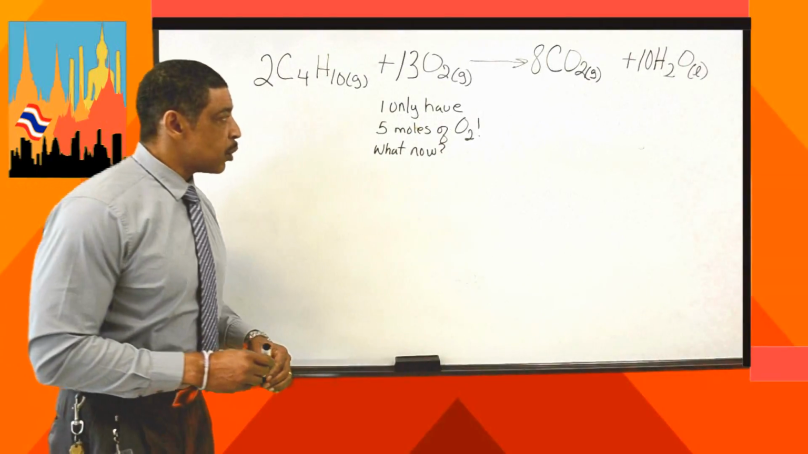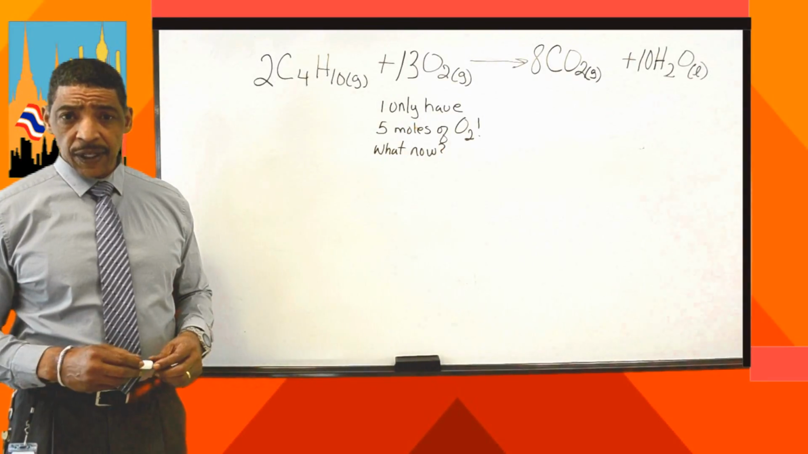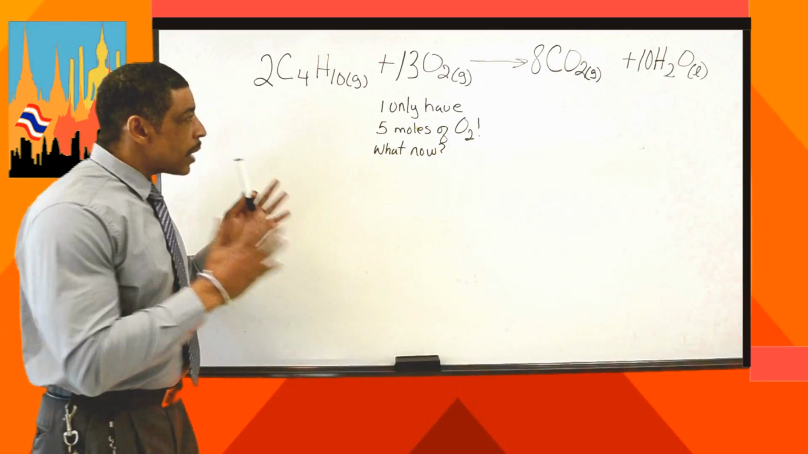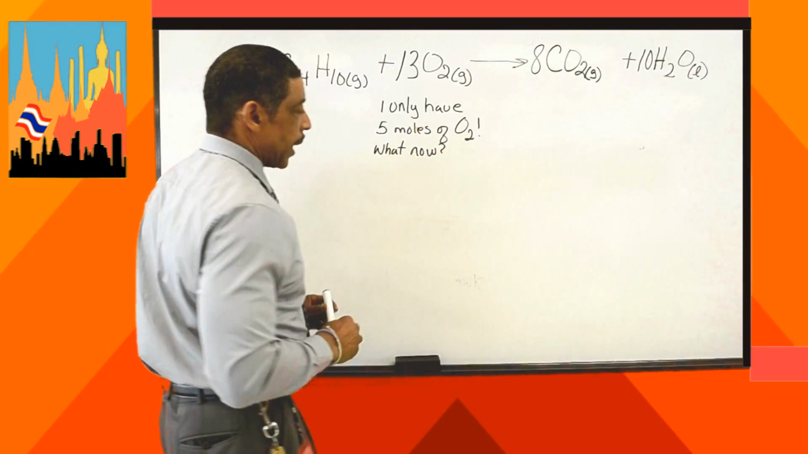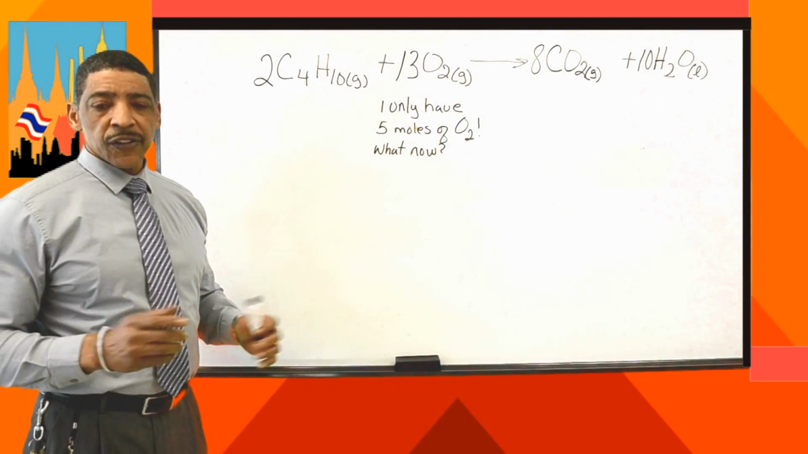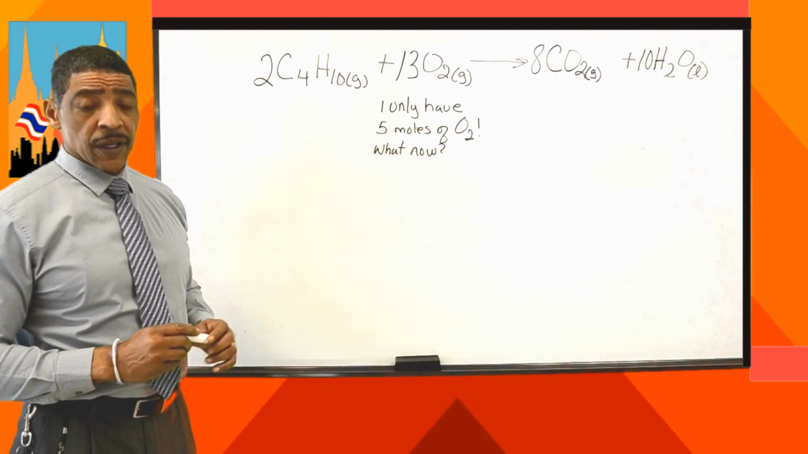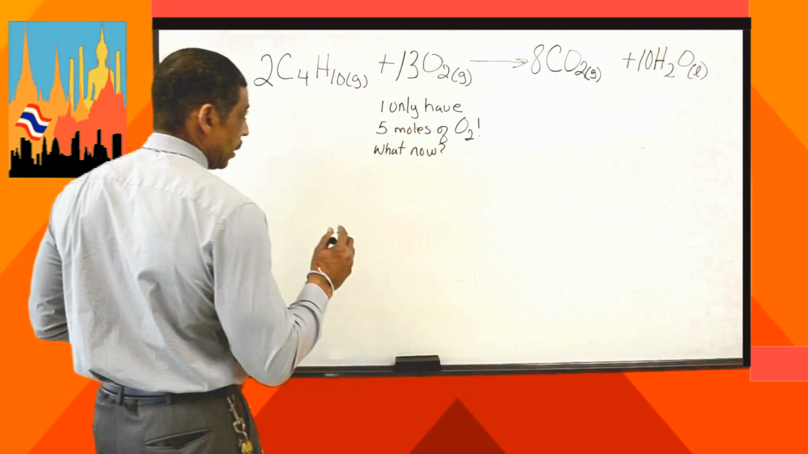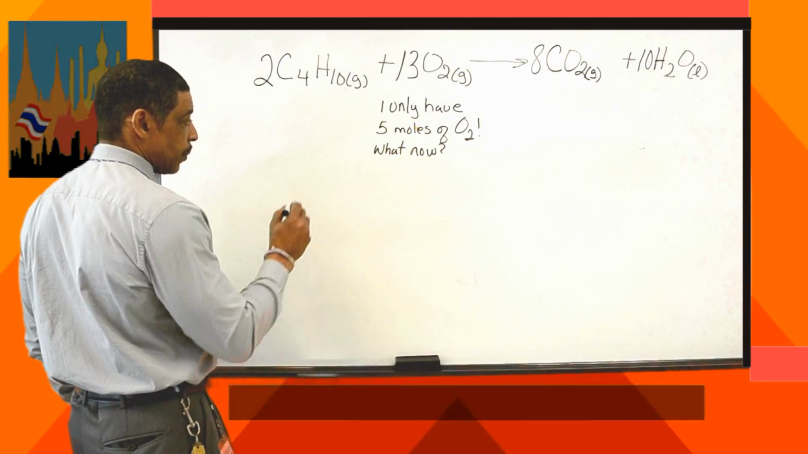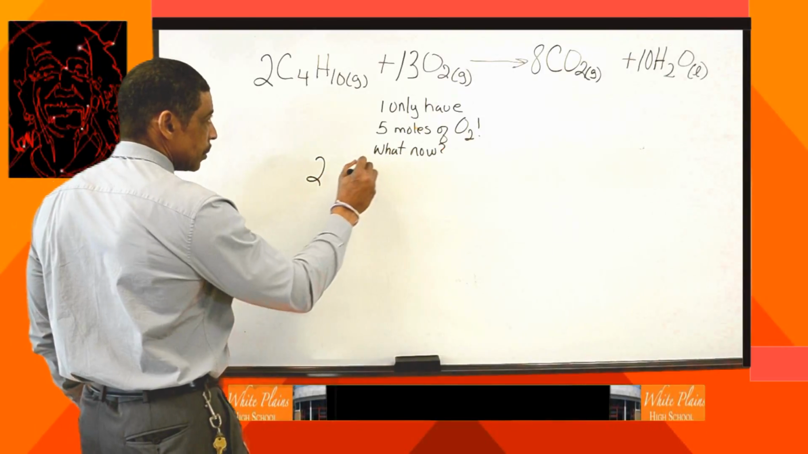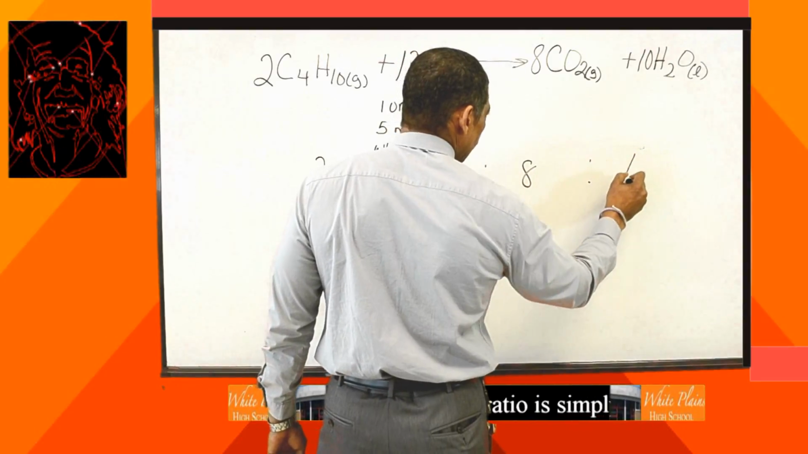Instead of 13 moles of oxygen gas, suppose only 5 moles of oxygen gas is available. How would that amount affect the other substances in the chemical reaction? This is called stoichiometry, and when performing stoichiometric calculations, first write down the molar ratio from the balanced equation. In this case, the molar ratio will be 2 to 13 to 8 to 10.